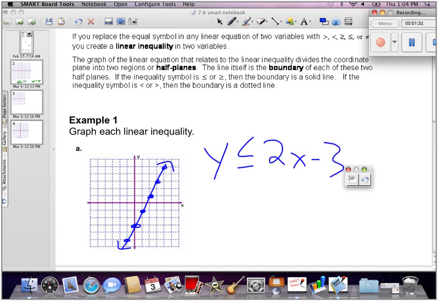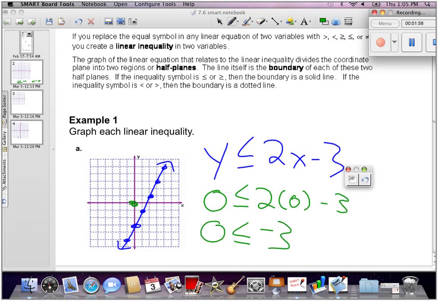Now here's the part we've done before, but we're going to go over it again. We have to figure out which side to shade, because it says y is less than or equal to this, not greater than, not equal to. So it's not equal to something on this line, it's equal to something less than this line. So I'm going to plug in 0, 0 to figure out which side I shade. When I plug in 0, 0, I get 0 is less than or equal to 2 times 0 minus 3. And so I get 0 is less than or equal to -3. Is that true? Is 0 smaller than -3? No. So I'm going to shade the opposite side.